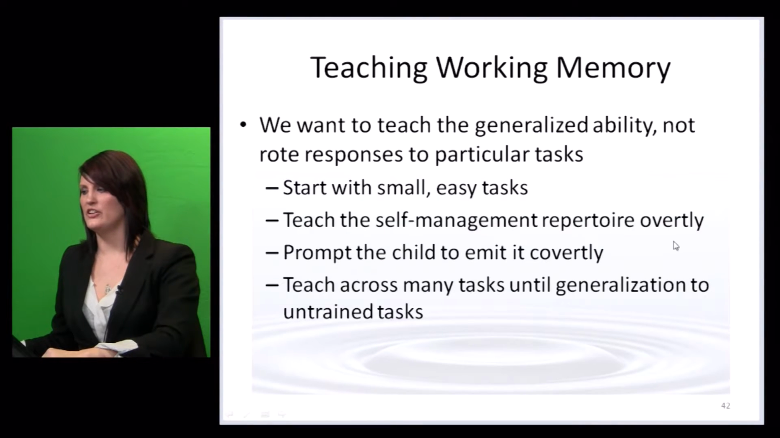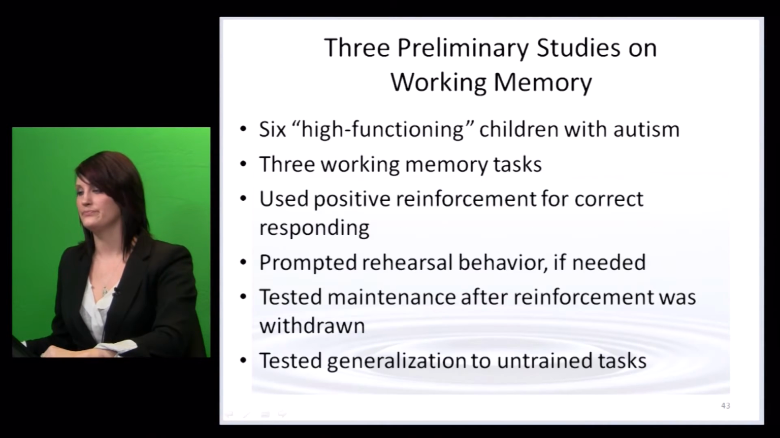So we want to teach the generalized ability, not rote responding, to particular tasks. So we would start with small, easy tasks of working memory, then teach the self-management repertoire overtly. In this case, it was rehearsal, and prompt the child to emit it covertly. So emit it privately. We would teach across many tasks until generalization to untrained tasks occurred.